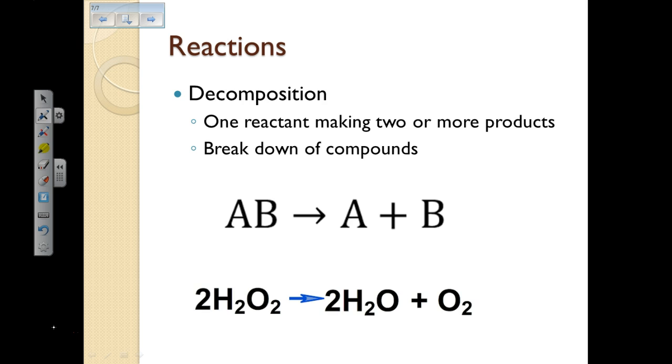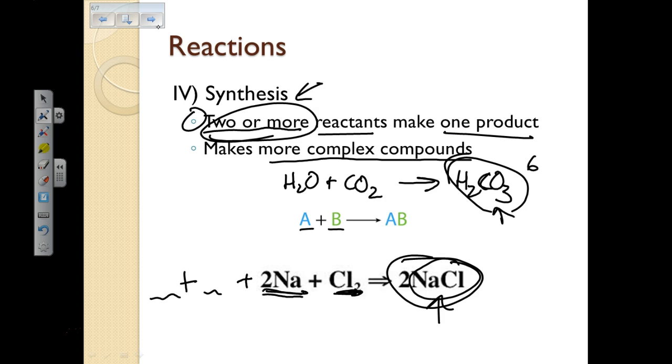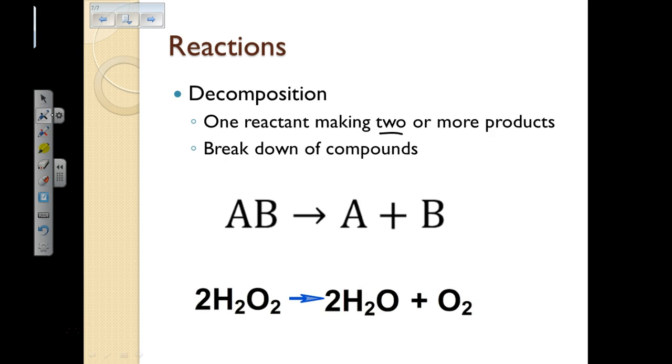This is pretty much the opposite of a synthesis reaction. This is where you have a reactant that breaks down, forming 2 or more products. So you end up forming 2 or more products. The idea is we take this complex thing and we break it into its parts. Its parts don't have to be elements. It's just something that is smaller than what we started with. And so this is a typical decomposition reaction.